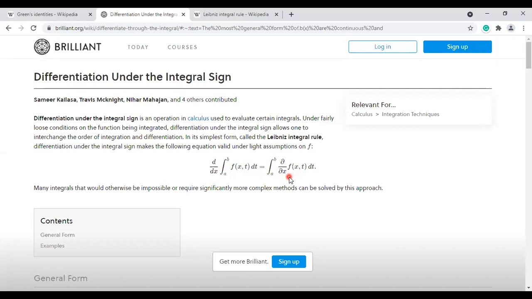So differentiation under the integral sign allows one to interchange the order of integration and differentiation. We are performing the differentiation first and then performing the integration later on. So when you take differentiation inside an integral sign, it becomes a partial derivative.